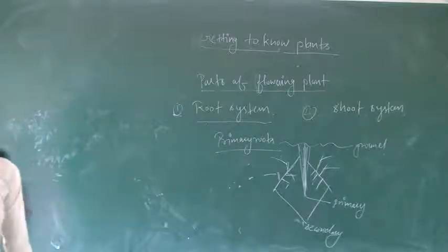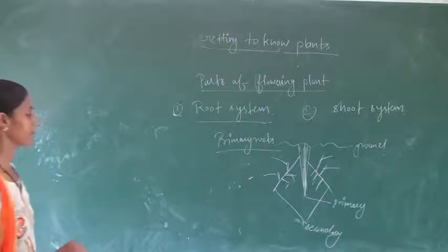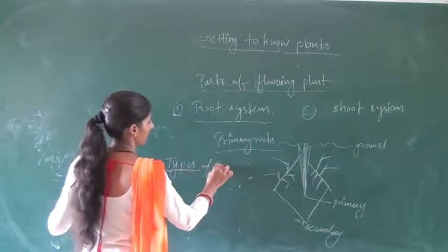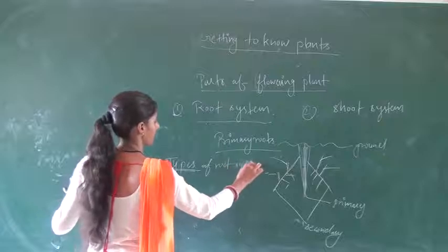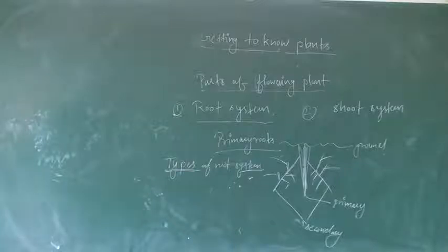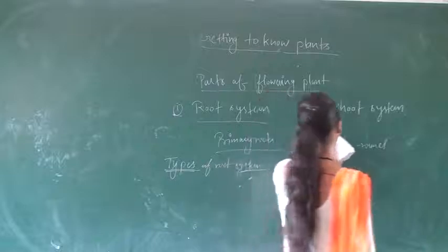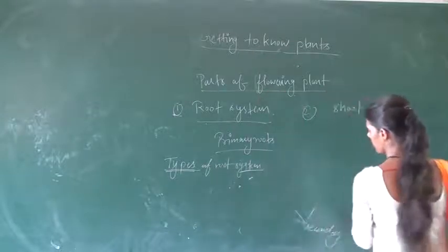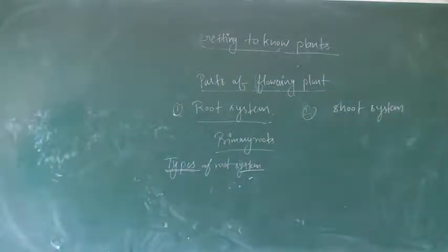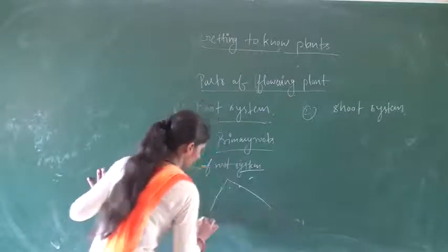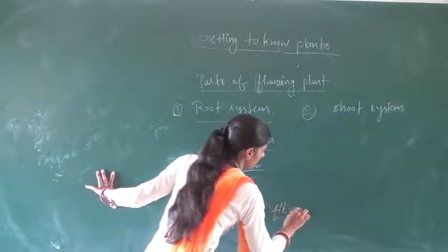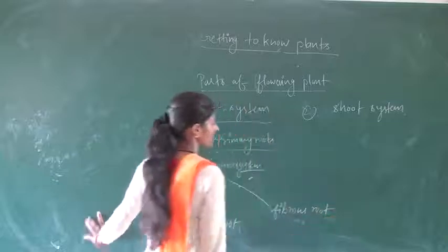After that, types of the root system. Mainly there are two types of the root system, that is tap root system and the fibrous root system.